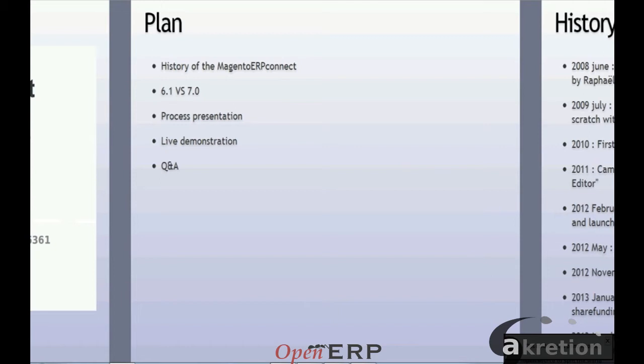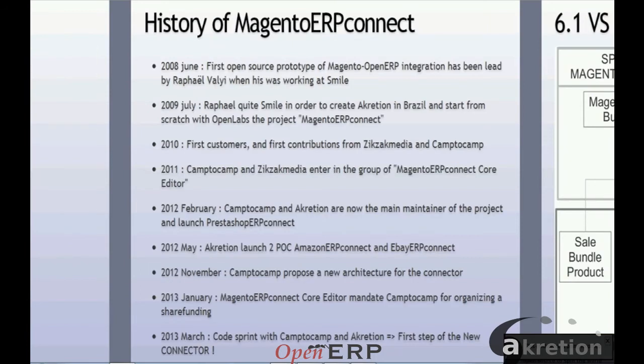So a quick history of the project. In 2008, in June, Raphael Valli was working at Smile, it's a French company. He started a first prototype of connection between Magento and OpenERP. It was already a prototype. It was only 2 weeks of work. And then Raphael in 2009 quit Smile in order to create Akretion in Brazil.